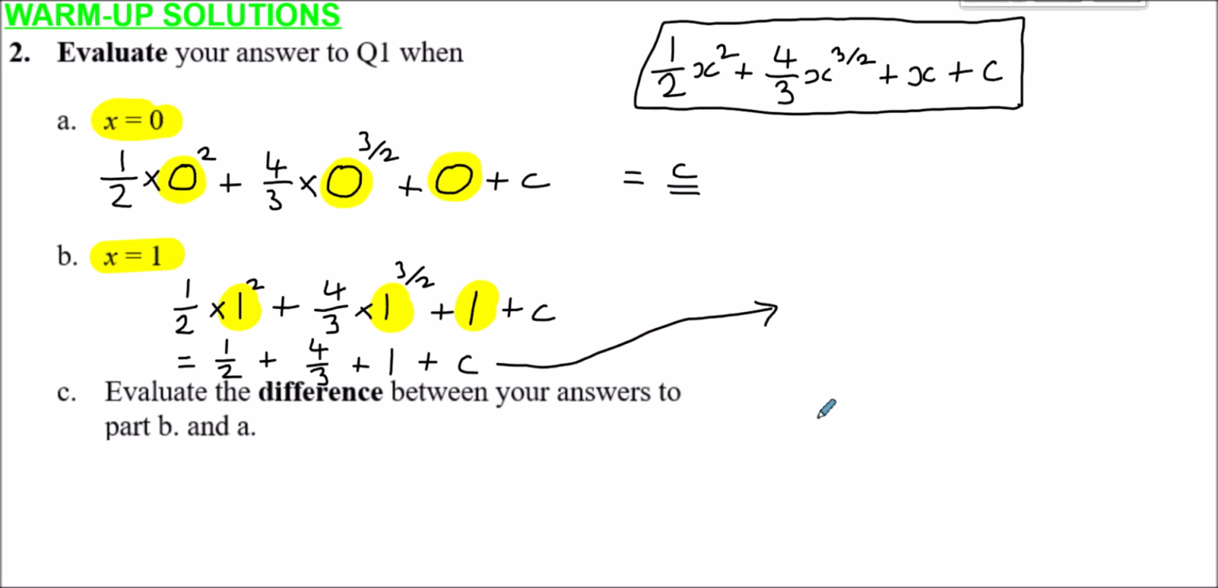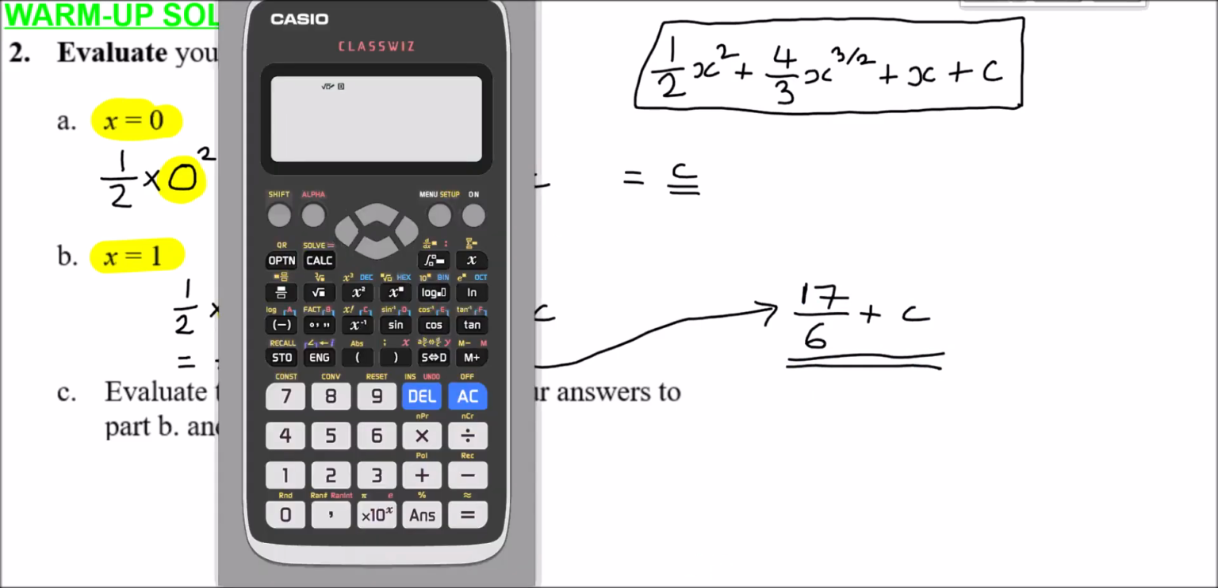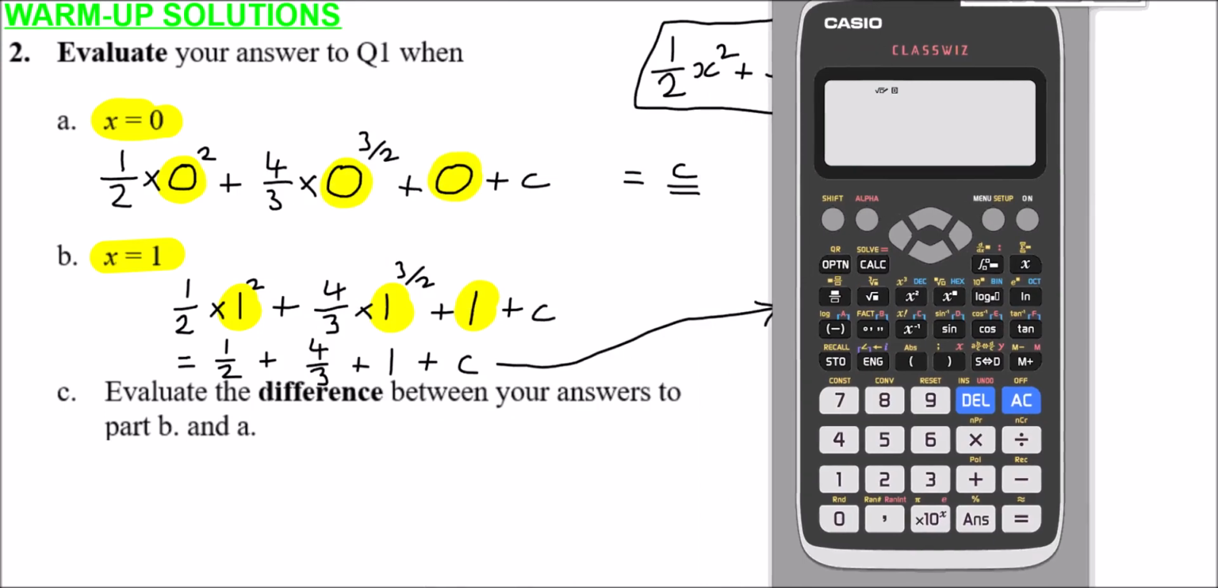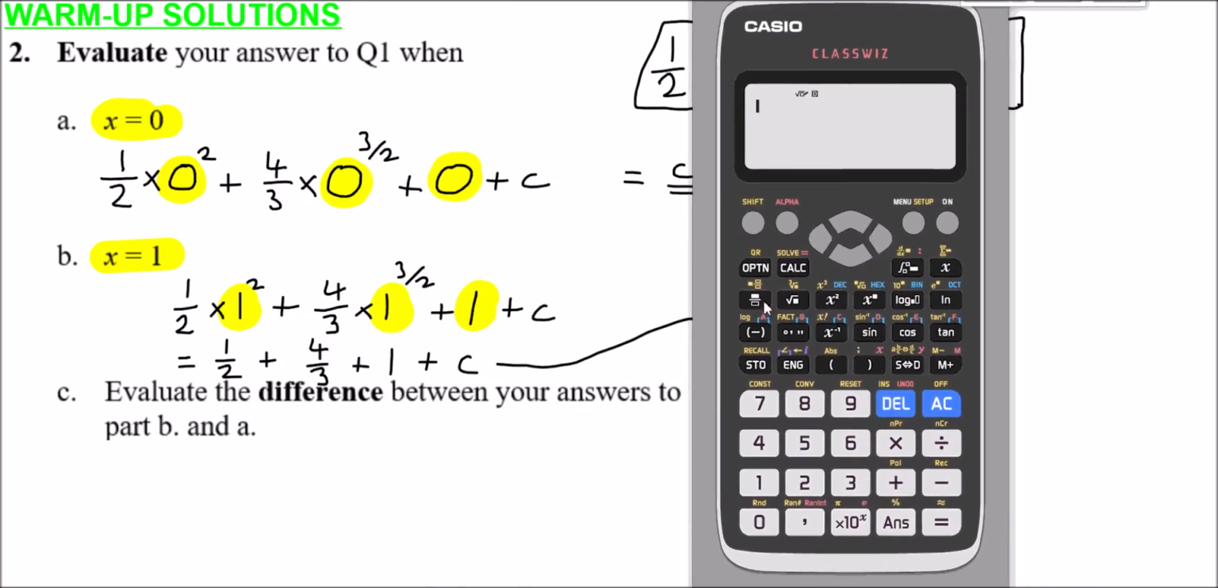Now, if we're a bit rusty from our adding up fractions from GCSE, not to worry too much. We have this calculator here to help us out if we should need it. So half plus 4/3 plus 1 is actually 17/6. So we'd have over here 17/6 plus c. Now again, if you think I'm lying to you, I'm not. I'm just going to show you that it is 17/6. I worked it out before.